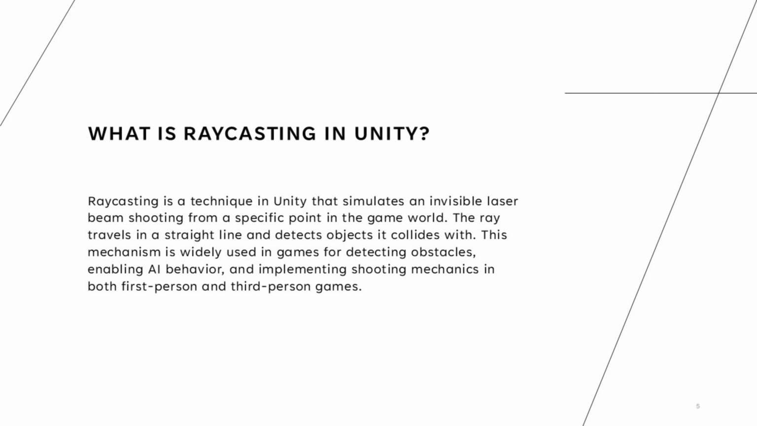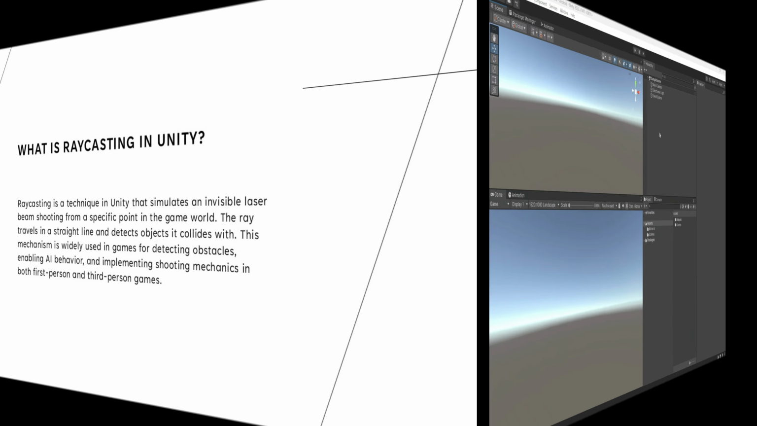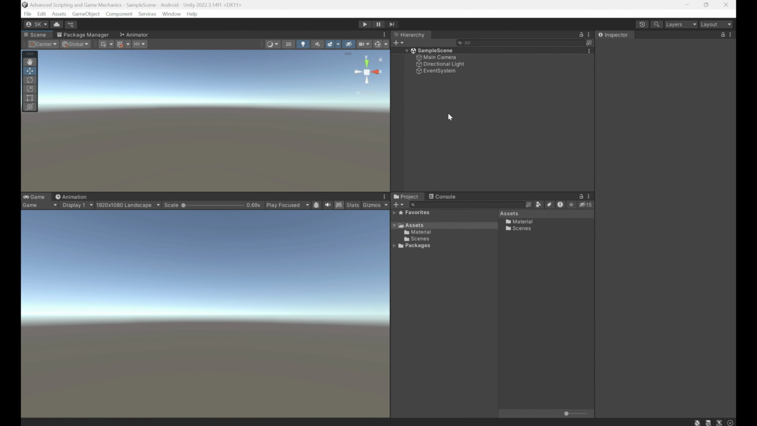Raycasting is a technique in Unity that simulates an invisible laser beam shooting from a specific point in the game world. The ray travels in a straight line and detects objects it collides with. This mechanism is widely used in games for detecting obstacles, enabling AI behavior, and implementing shooting mechanics in both first-person and third-person games. Now, let's see a simple example for raycasting.